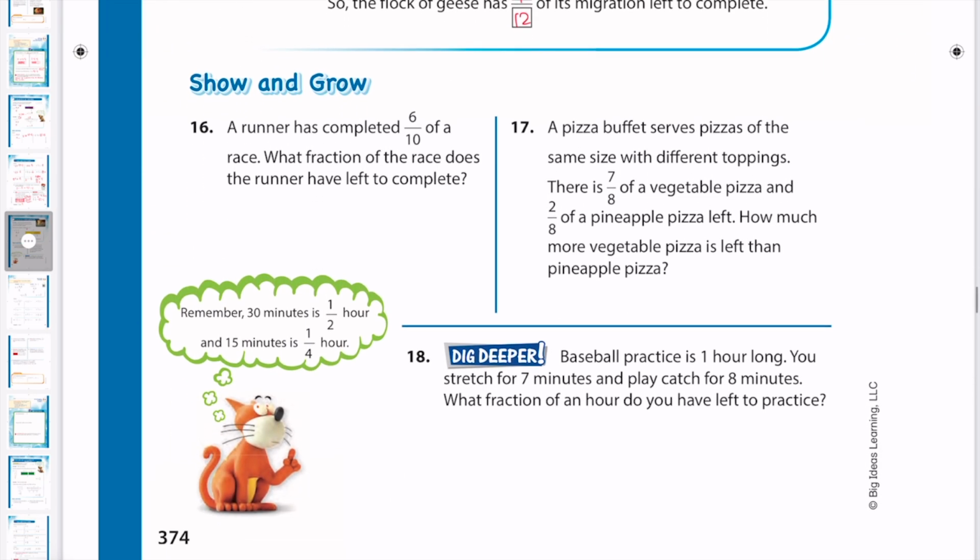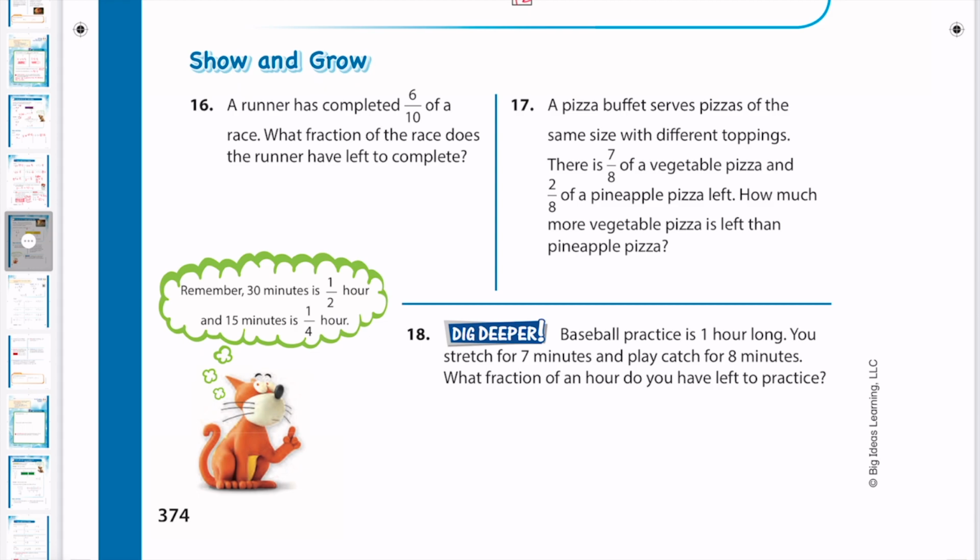Number 16, a runner has completed 6/10 of a race. What fraction of the race does the runner have left to complete? So the entire race should be one whole. Okay, race, take away 6/10. I'm going to convert the 1 into 10 over 10 minus 6 over 10, which is 4 over 10.